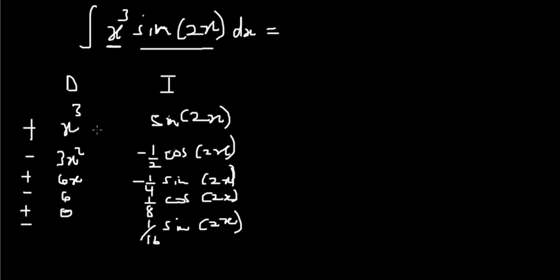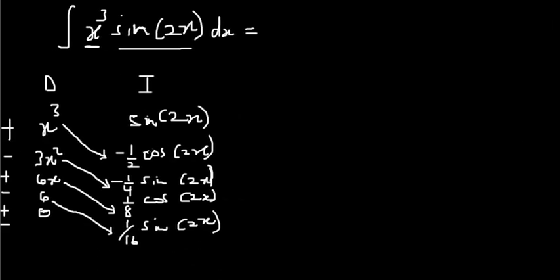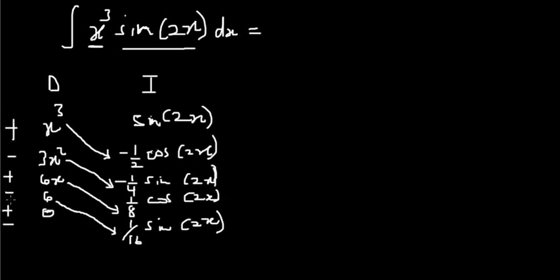You have to multiply them diagonally. So start from here. x cubed will correspond to minus 1 over 2 cos 2x. Negative 3x squared will correspond to minus 1 over 4 sine of 2x. Positive 6x will correspond to 1 over 8 cos 2x, and then negative 6 will correspond to 1 over 16 sine of 2x. See how simple this is. So this will be your final answer. Let's keep this in mind. Note, you have to keep these signs in mind.